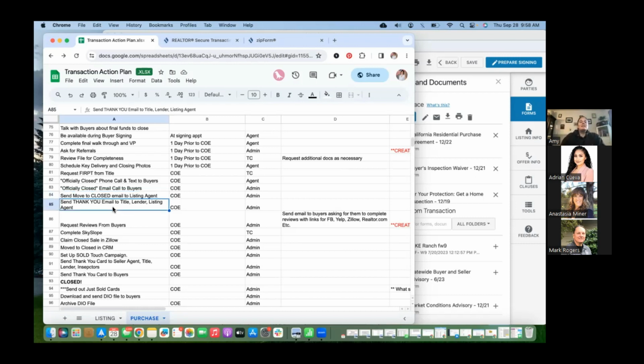And then I'm going to send a thank you email out to the title, the lender, and the listing agent. Hey, thank you so much for a successful transaction. I really appreciate everybody's help and support on this transaction. Way to get it to closed, right? Something like that, just something fun. That's going to happen at close of escrow.